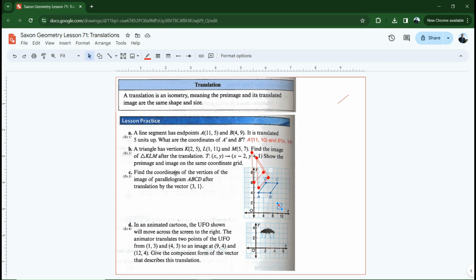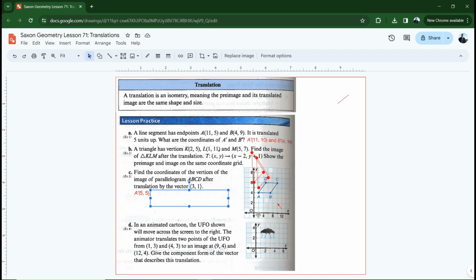In letter C, it says, find the coordinates of the vertices of the image of the parallelogram ABCD after translating the vector by 3 to the right, 1 up. Okay, so I'm just going to note what each point is, and we'll just do this one point at a time. A is at point (2, 4). I'm adding 3 to the x, so 3 plus 2 is 5, and then 4 plus 1 is 5. So the first new point should be (5, 5). Notice all I did was I added this number to the x coordinate, this number to the y coordinate.